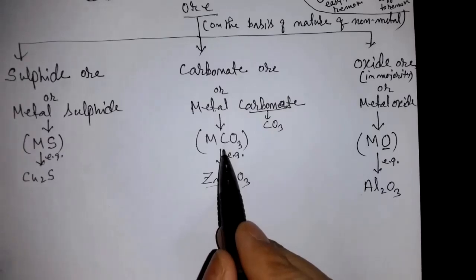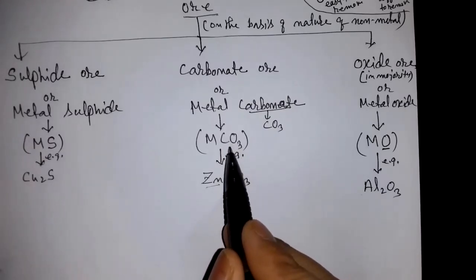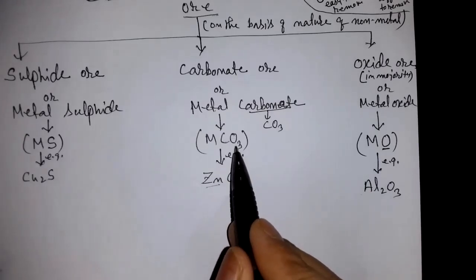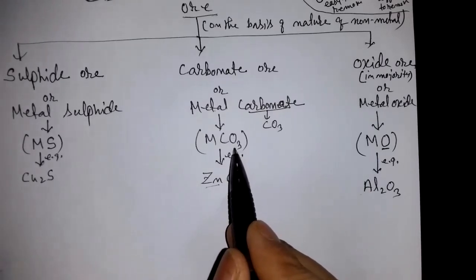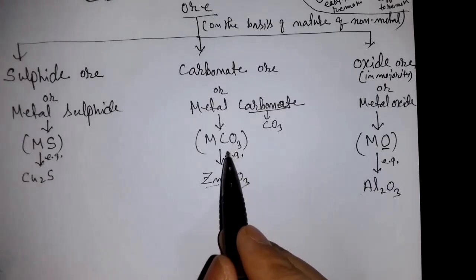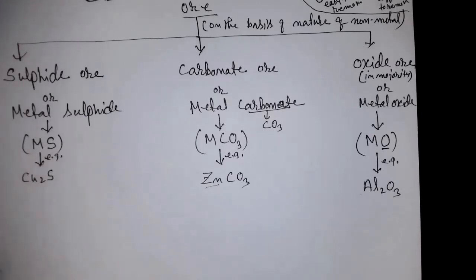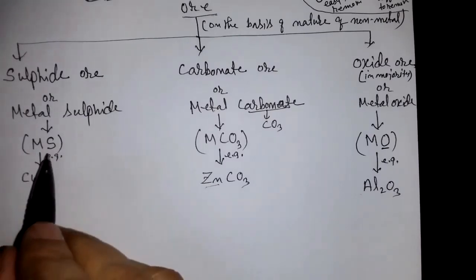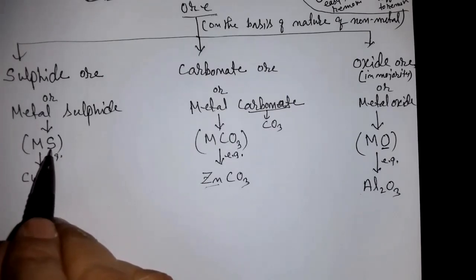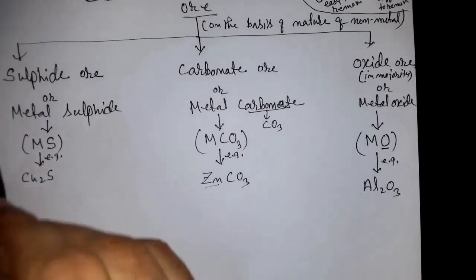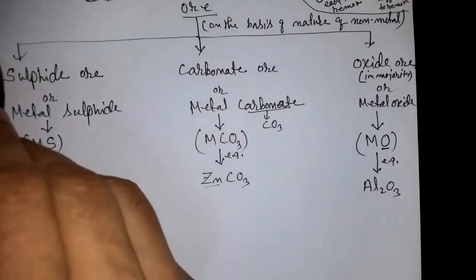But if the non-metal is CO3, I'm not saying that removing CO3 is not possible, but the process of removing CO3 directly will be a little difficult and at the same time costly. Similarly here, the non-metal is sulfur. To remove sulfur directly so that you can get the metal, I'm not saying this is not possible, it is possible. But if you try to remove sulfur directly, the process will be difficult and costly.